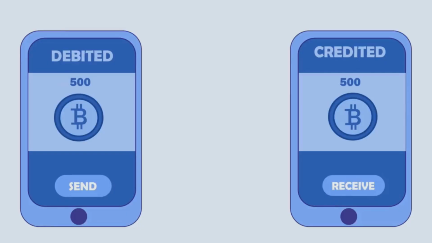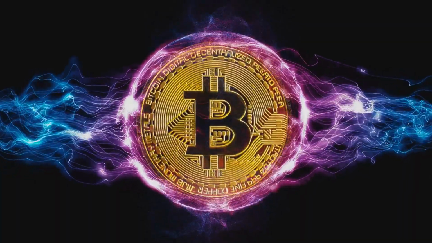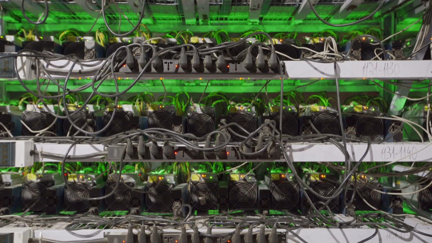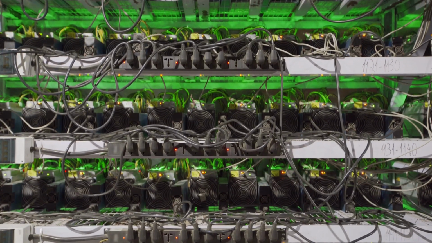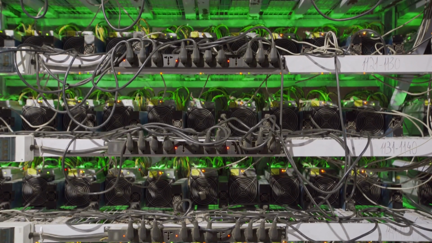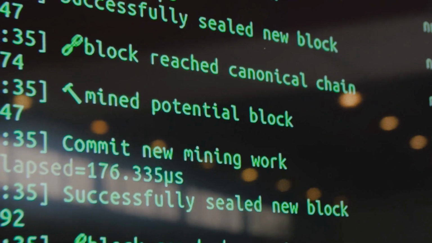Let's say Alice sends Bob 1 Bitcoin. This transaction is broadcast to the network. Nodes compete to validate this transaction by solving complex mathematical puzzles, a process called mining in Bitcoin, or proof of work. Once validated, the transaction is grouped with others into a block and added to the chain.